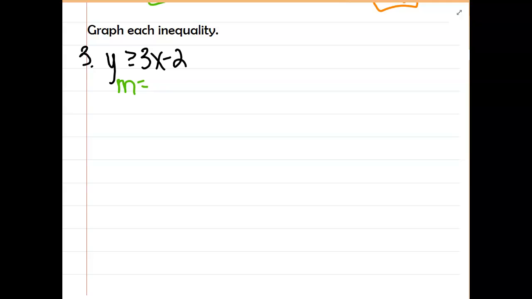Just the slope. What's the slope? Remember, it's y equals mx plus b. And remember, we like our slope as a fraction. So 3 over 1. What's the y-intercept? Negative 2. So the first thing we plot is negative 2. So down here at negative 2, we're going to put a point. Okay, the slope is 3, or 3 over 1. So from this point, you are going to rise 3, run 1, and put a second point.